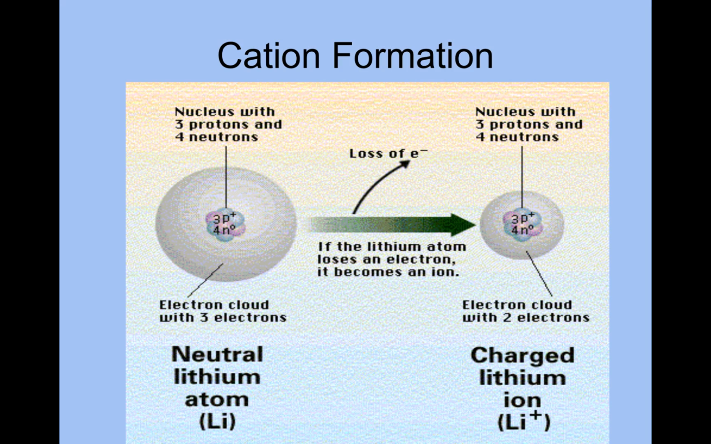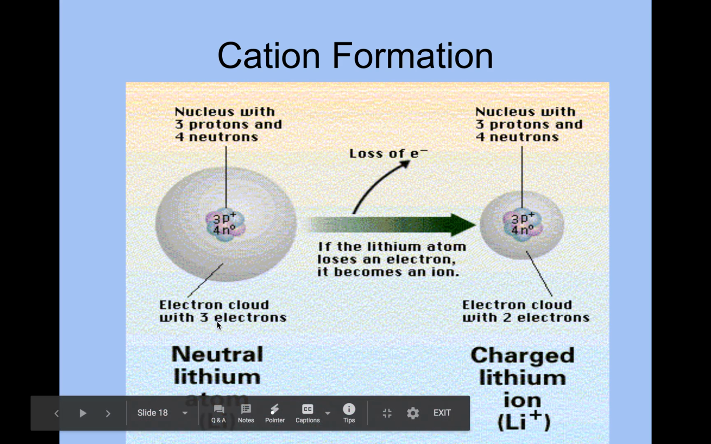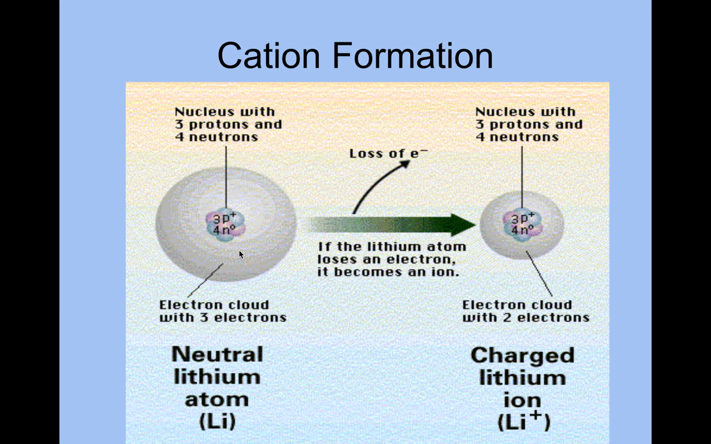How does a cation form? Let's look at a specific example of lithium, a neutral atom. It has 3 protons and 4 neutrons in the nucleus, so an overall positive 3 charge in the nucleus, but the cloud has 3 electrons in it that goes around the nucleus. So positive 3 and negative 3 is 0.